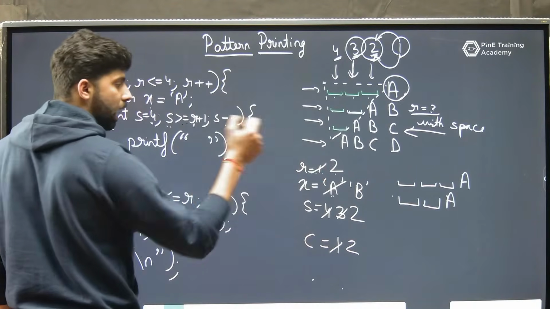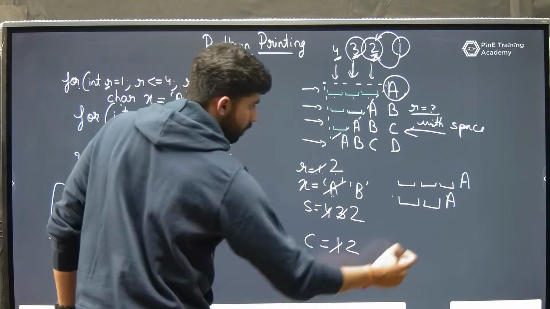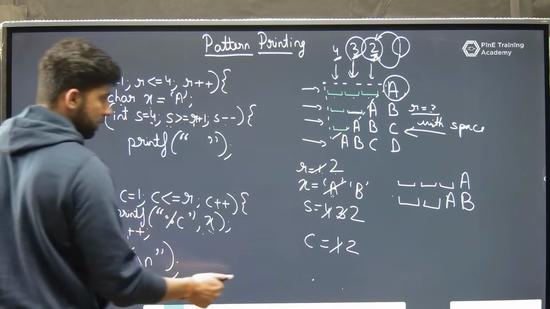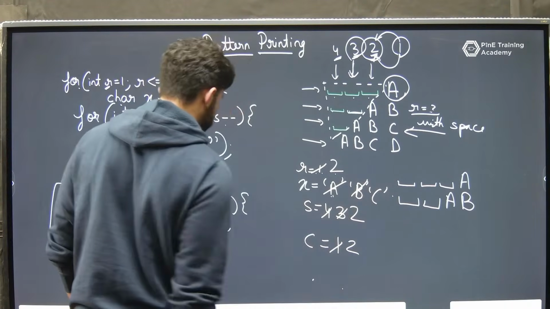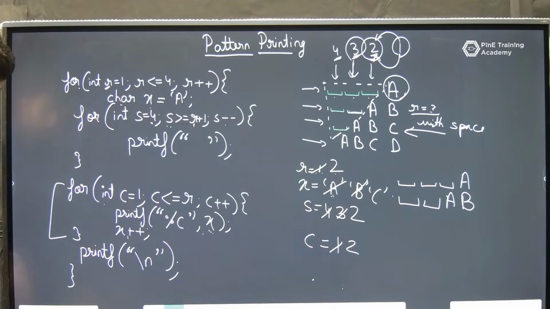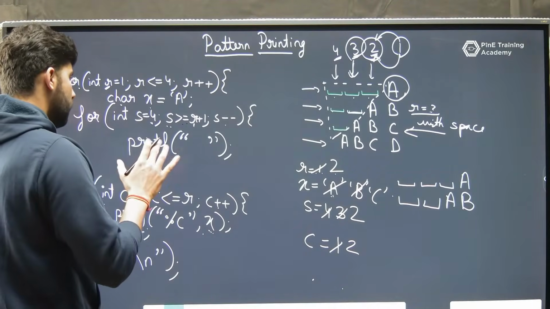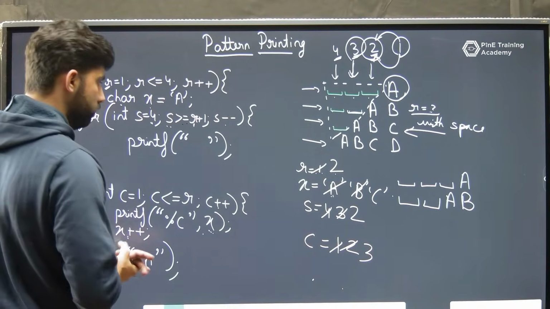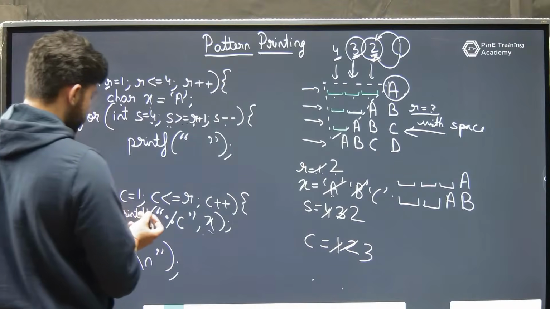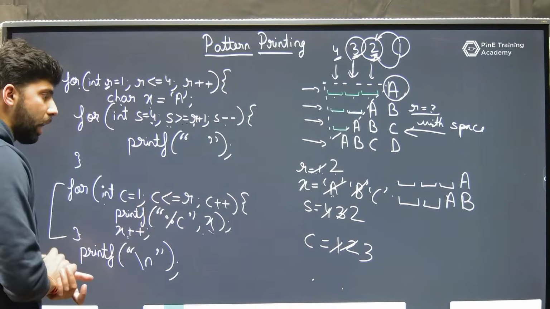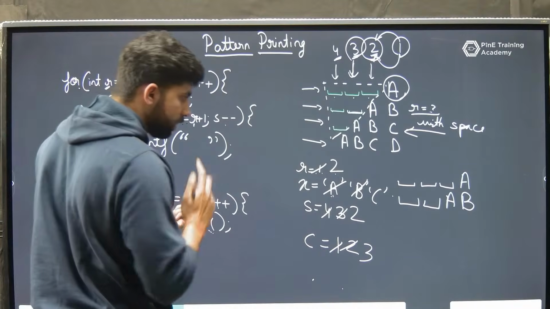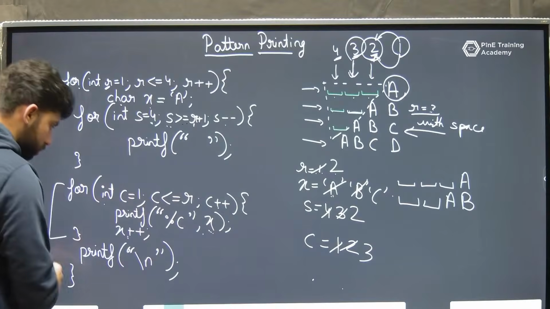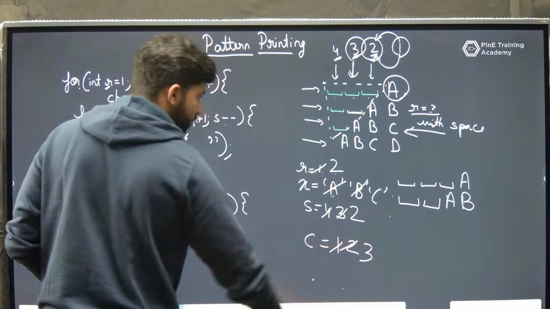Again condition check, 2 less than equals to r. Condition true. We will print x, which was b. Again x plus plus. Okay, so we have c now. Again we will do c plus plus, which is 3. We will check the condition. Is 3 less than equals to r? It is false. That means we will come out of this loop. We will go to next line and so on.